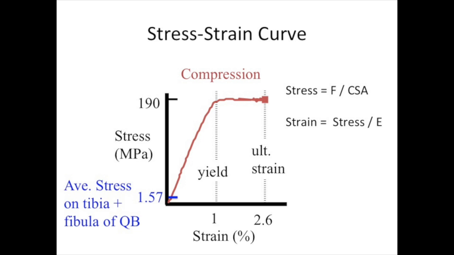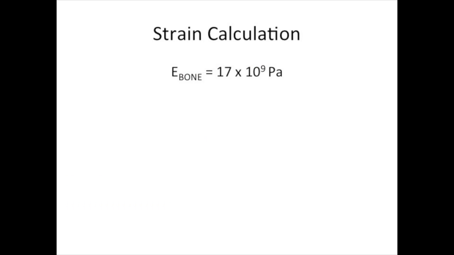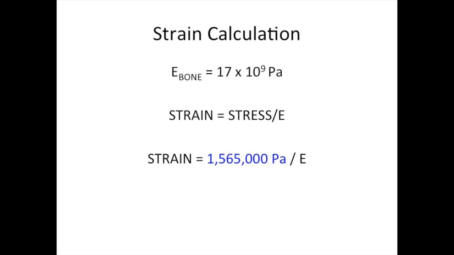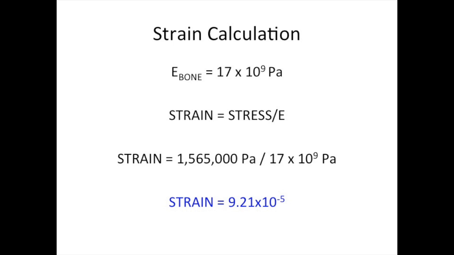There's very low risk of injury because the bones are strongest loaded under compression. Loading a bone in tension, or shear, results in a much lower ultimate stress, and therefore a higher risk of injury. The elastic modulus of bone is approximately 17 times 10 to the 9th pascals. So if we divide the stress we just calculated by the elastic modulus, we obtain a strain of 9.21 times 10 to the negative 5th.